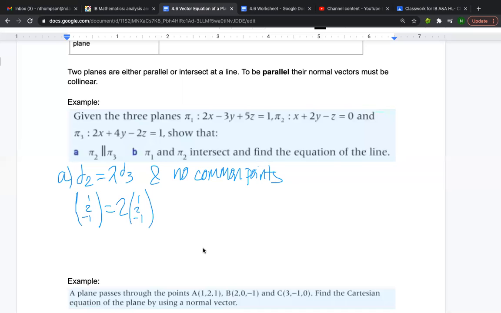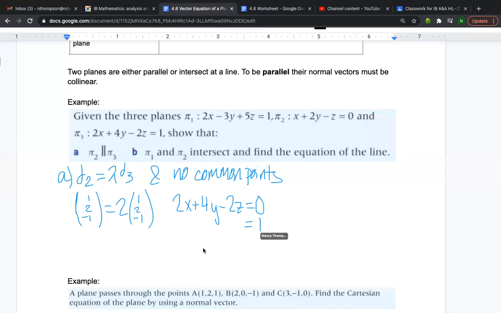And then we have to check that there are no common points. So really I can just multiply the first one by 2. So I would have that 2x plus 4y minus 2z is equal to 0 if I multiply the first one by 2. But I also in the third plane have that it's equal to 1.